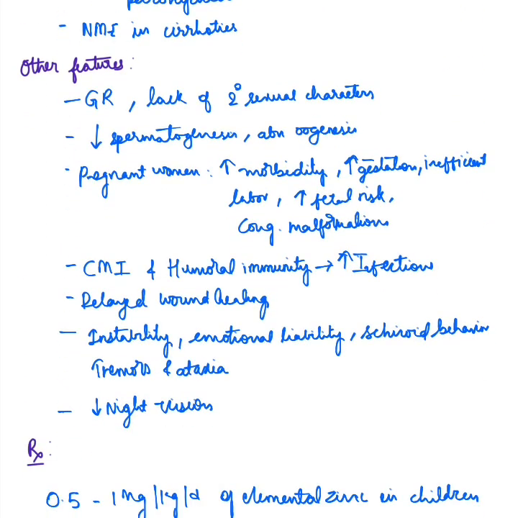Coming to some other features, there can be growth retardation, lack of secondary sexual characters, decreased spermatogenesis and abnormal oogenesis. In pregnant women, there is increased risk of morbidity and prolonged gestation with inefficient labor and increased fetal risk, and the fetus may even have congenital malformations. Cell-mediated immunity and humoral immunity are impaired, leading to increased susceptibility to infections. There can be delayed wound healing, and CNS manifestations such as irritability, emotional lability, schizoid behavior, tremors, and ataxia can also occur, and there is going to be reduced night vision.